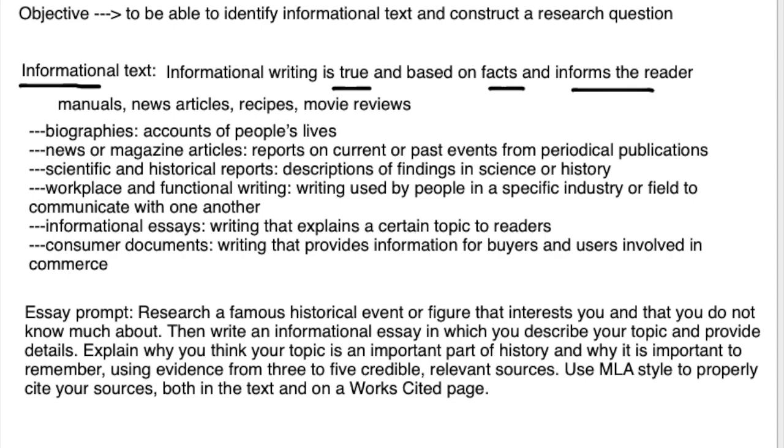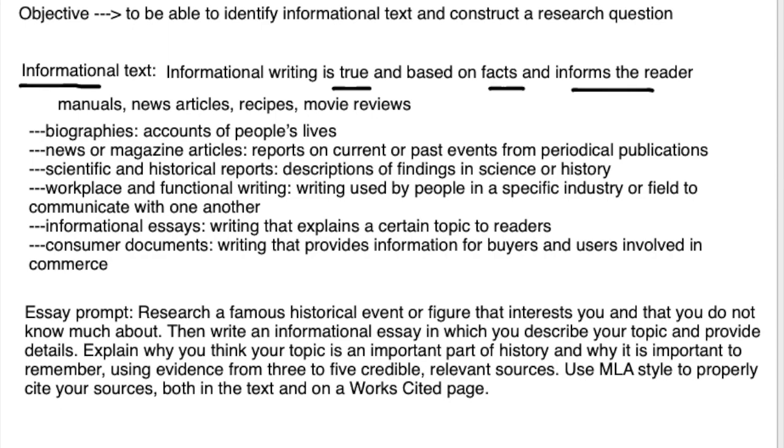So if you ever had to change a tire and you needed your manual to do that, that would be functional writing because it's teaching us something. Informational essays, which is what we're focusing on specifically this lesson, are writing that explains a certain topic to a reader. Consumer documents are writing that provides information for buyers and users involved in commerce. So if you were going to buy, let's say, a new car and you wanted to go on Consumer Reports to determine which cars were the highest rated, you would use that writing or that breakdown of those reports to help guide your decision, and that's informational in nature.